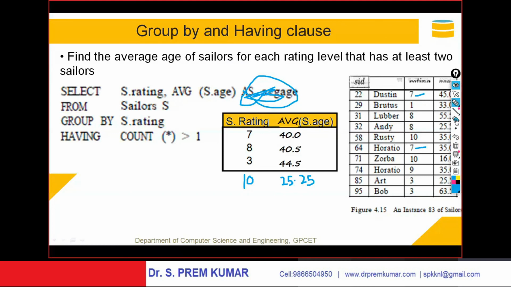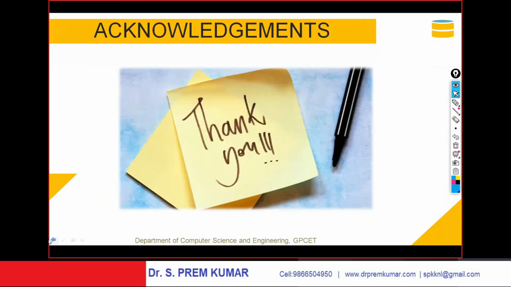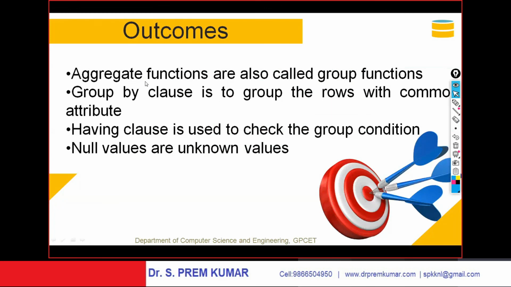Once you go through this question, in this class we had a discussion on aggregate functions: sum, average, max, min, count. These are the 5 aggregate functions. And we came to know what grouping on common attributes is. On grouped rows, if you want to have a condition, we use the having clause. This is what we discussed in this class.